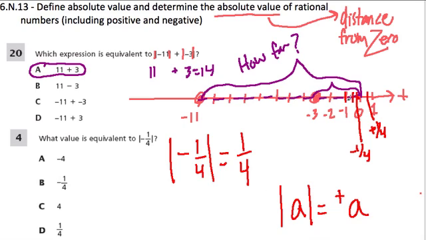So if you have the absolute value of 2.5, that's just 2.5. The absolute value of -2.5, that's still just 2.5. This is all about distance. And that actually makes life a lot easier for us when we're solving, because we can always deal with positives.